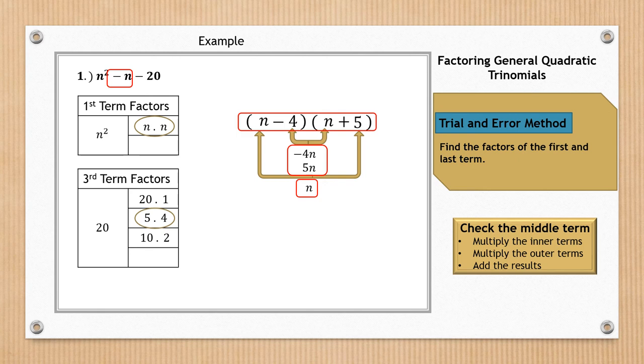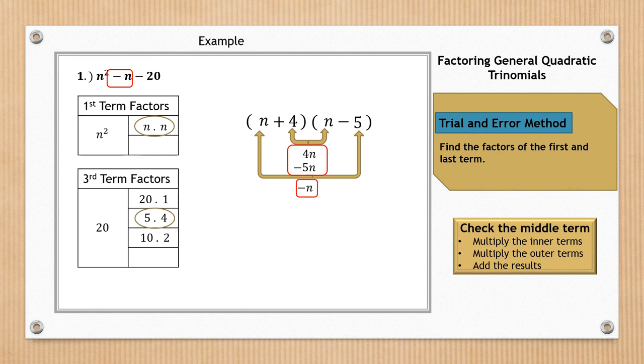So, tingnan nyo yung 4 at 5. I-interchange natin. So, nagiging n plus 4 na and we have n minus 5. So, after that one, you check it again. I-check pa rin ninyo, baka mali yung assignment natin. So, you have n times 4. That is positive 4n na dapat, di ba? So, magiging positive 4n na yan. Next, you have n times negative 5. So, dapat magiging negative 5n.